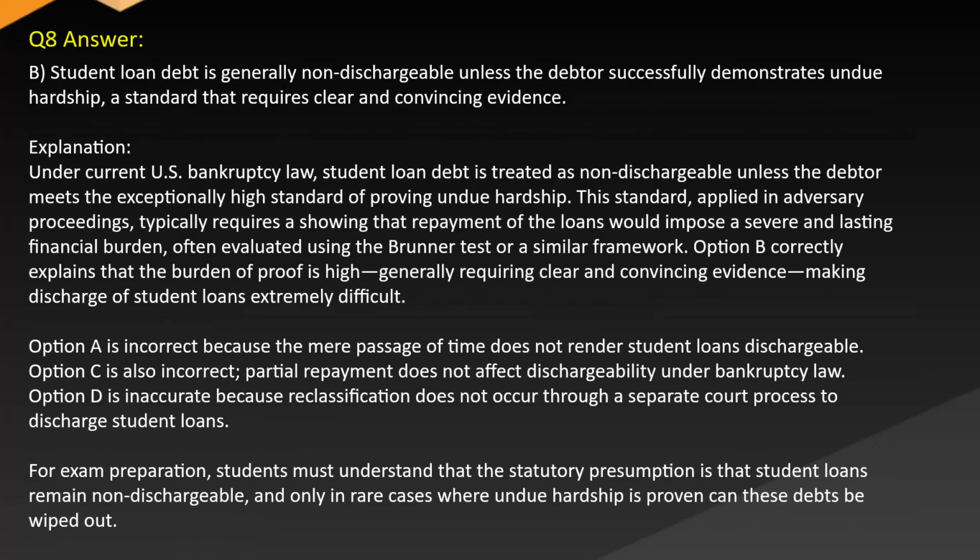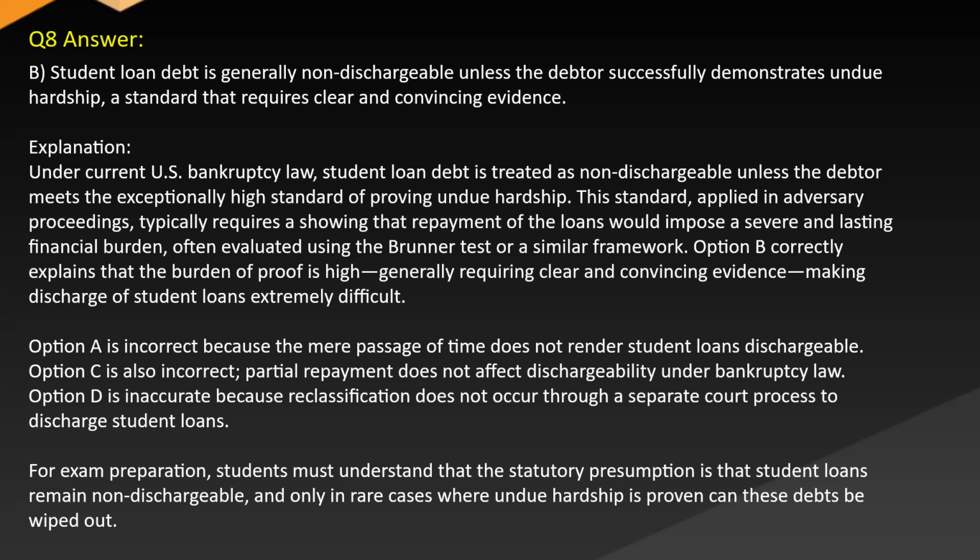Answer. B. Student loan debt is generally non-dischargeable unless the debtor successfully demonstrates undue hardship, a standard that requires clear and convincing evidence. Explanation. Under current U.S. bankruptcy law, student loan debt is treated as non-dischargeable unless the debtor meets the exceptionally high standard of proving undue hardship. This standard, applied in adversary proceedings, typically requires showing that repayment of the loans would impose a severe and lasting financial burden, often evaluated using the Brunner test or a similar framework.